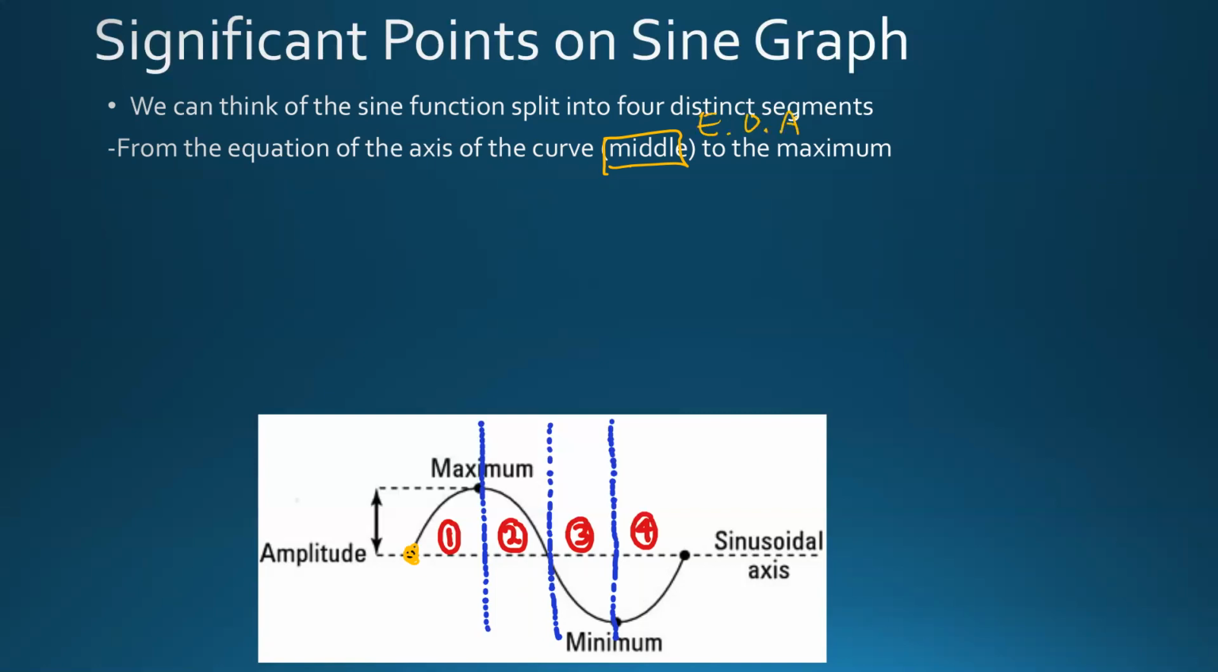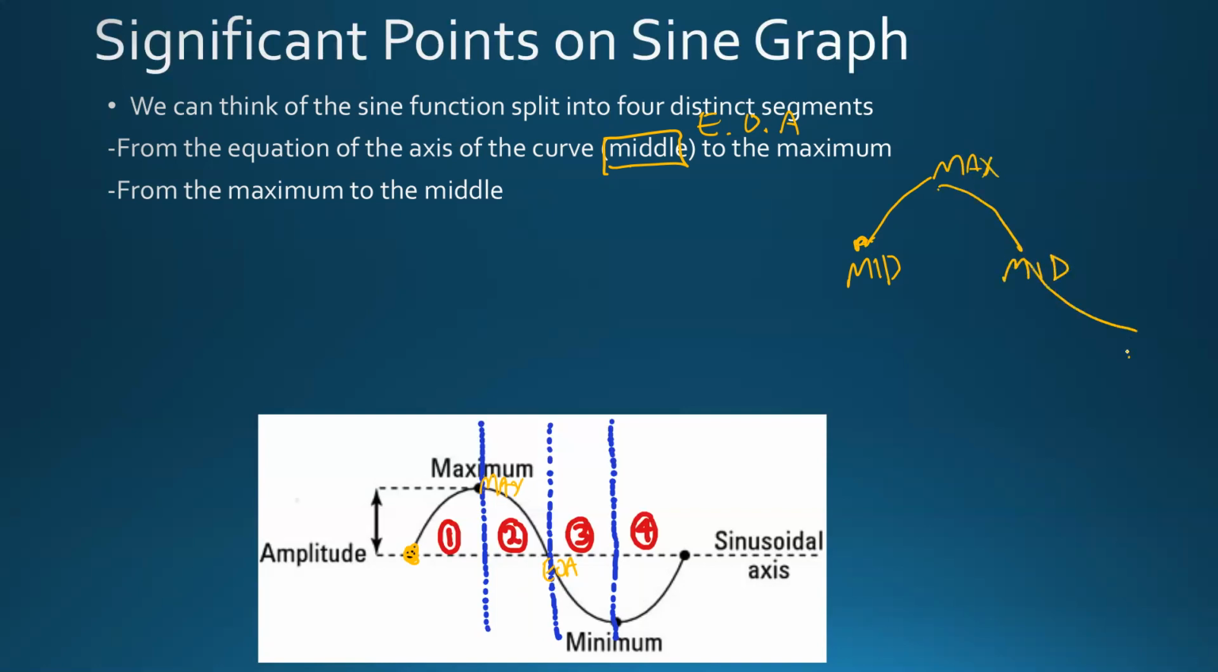So it's split up into a couple of different parts for a sine graph. The equation of the axis of the curve to the max, then from the maximum to the equation of the axis of the curve, EOA, then from the EOA to the minimum, and then from the minimum back to the EOA. So it goes middle, max, middle, minimum, and minimum back up to the middle. That's what the graph looks like, right?